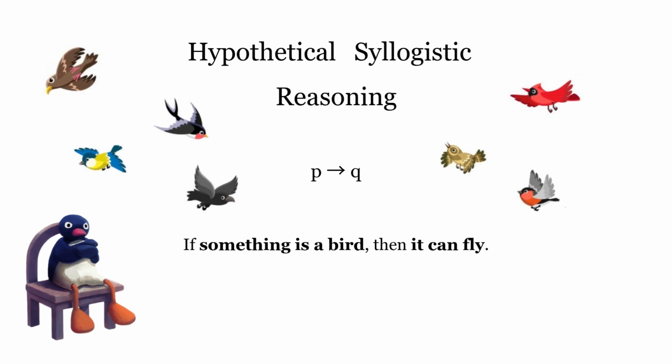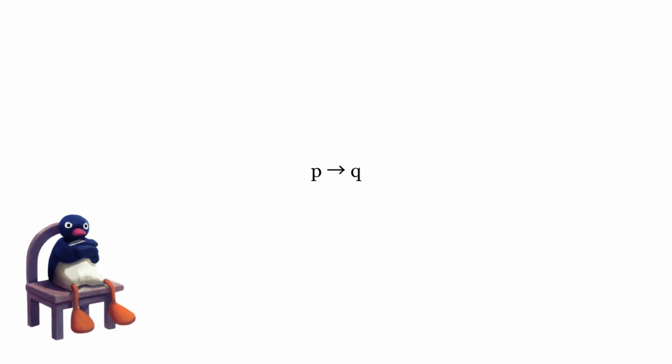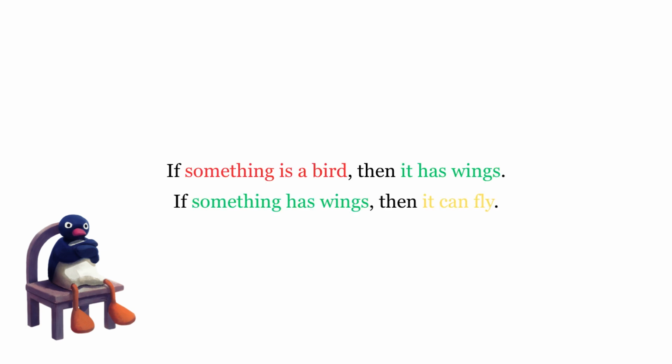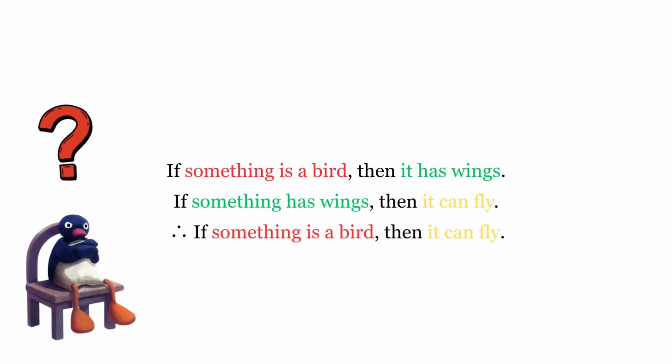Formally, it is expressed: if P, then Q; if Q, then Z; therefore, if P, then Z. If something is a bird, then it has wings. If something has wings, then it can fly. Therefore, if something is a bird, then it can fly. But is it necessary that something can fly if it is a bird? Based on this argument, yes, it is, because all we assumed are the two premises, nothing more than that.